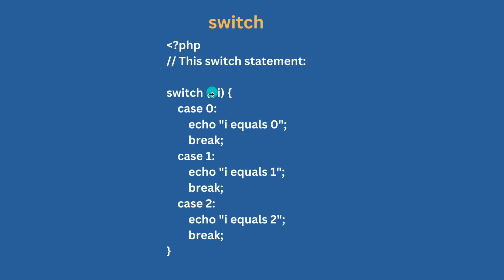Whatever the value comes here, it will match with the value, like 0. If $i is 0, this code block will be executed, right? And then break. If this value is 1, this will be executed. So it looks similar to if else, right?